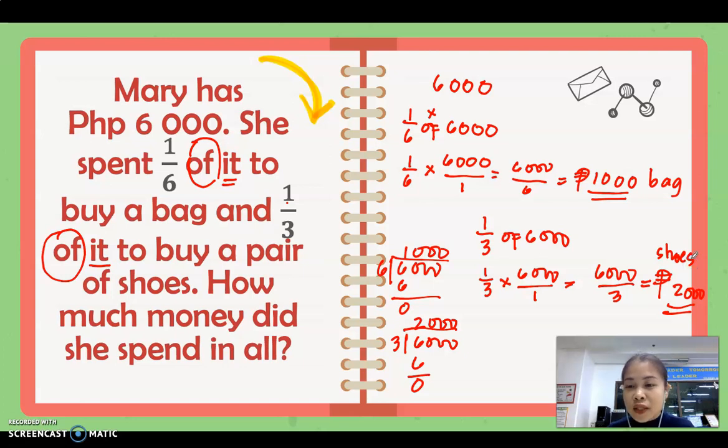So again, she spent 1,000 pesos for the bag and 2,000 pesos for the shoes. But the question is, how much money did she spend in all? So basically, we are not just multiplying here, but there is addition as an operation that is added to the problem. So all you have to do, how much money did she spend in all? So you add the 1,000 pesos for the bag and then 2,000 for the shoes. So we have 1,000 plus 2,000.